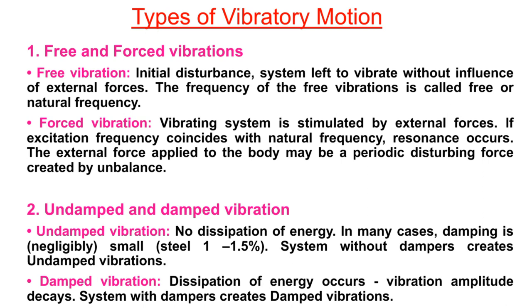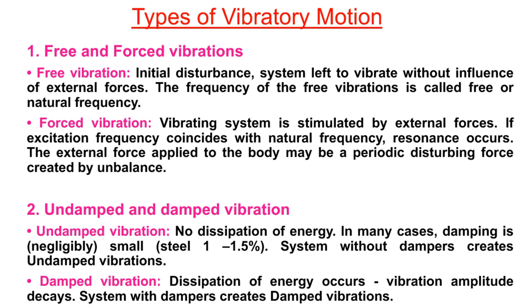Now, system without dampers creates undamped vibrations. In many cases, the damping is negligible or very small. For steel, it is 1 to 1.5% only. In many cases, it is very small in case of undamped vibration. What is damped vibration? When there is a reduction in amplitude of vibration over every cycle, the motion is said to be damped vibration.